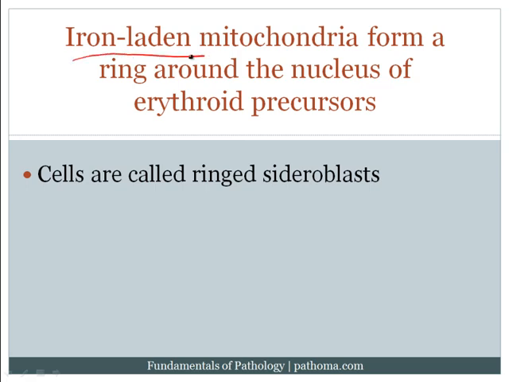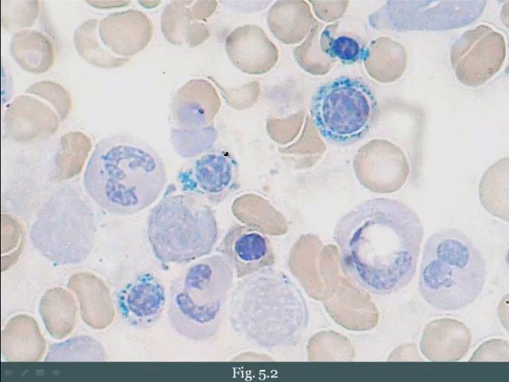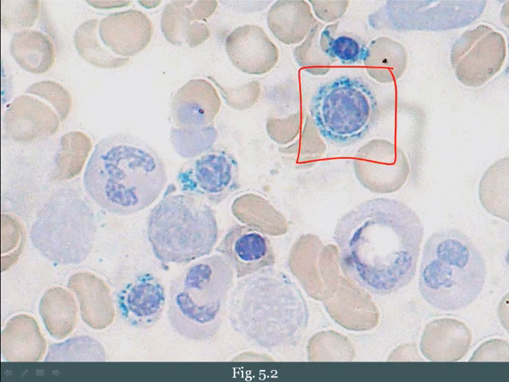Note what I say. Iron-laden mitochondria form a ring around the nucleus of erythroid precursors, and these are called ringed sideroblasts. So here's a classic image. This is a bone marrow biopsy. Of course, we would see this in the bone marrow. This is where the cells are being produced, and we can clearly see this blue color here. This represents iron. This is a special stain called the Prussian blue stain, and the Prussian blue stain is what marks iron. Now clearly in this particular case we see that there is iron that's accumulating in a ring around this cell. I'm going to clear this so you can see it. Iron is accumulating in a ring around the nucleus of this particular cell. That's called a ringed sideroblast.